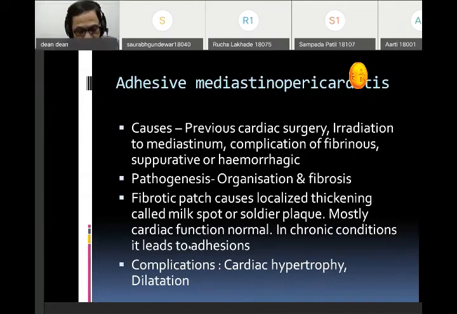Here, always remember the heart function. Cardiac function is not compromised. In the chronic condition, it will lead to adhesions. So what are the complications? As I mentioned, the cardiac function is not compromised. The only thing is that there occurs cardiac hypertrophy and dilatation of the ventricles. That is a common complication seen in case of adhesive type of pericarditis.